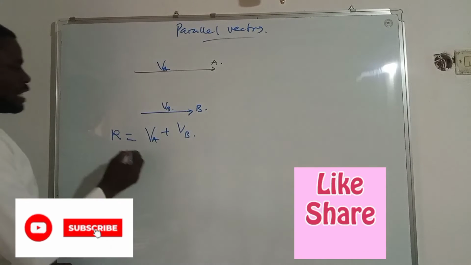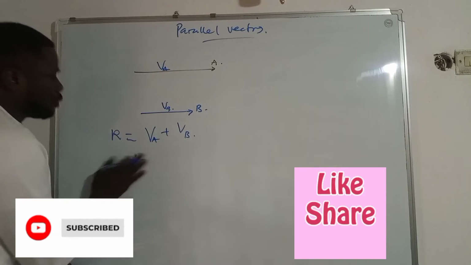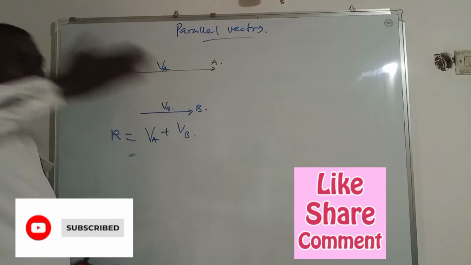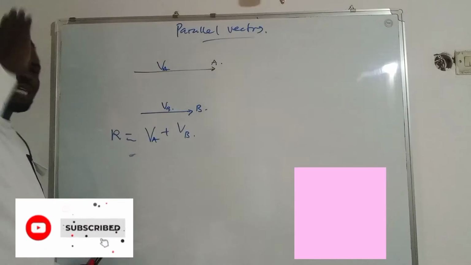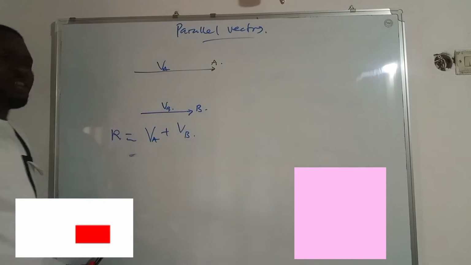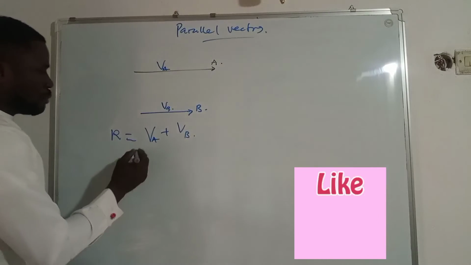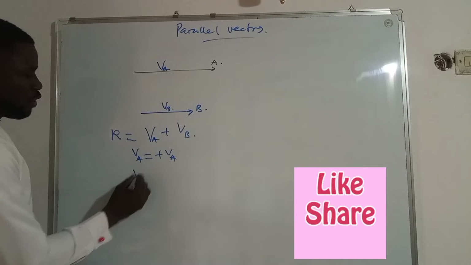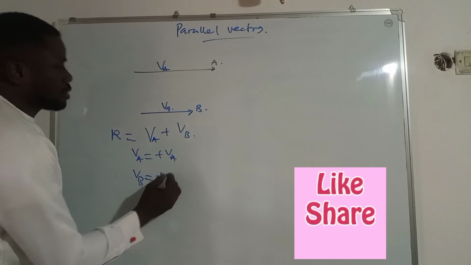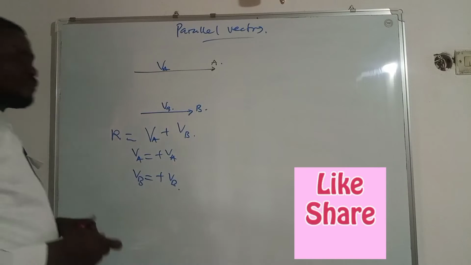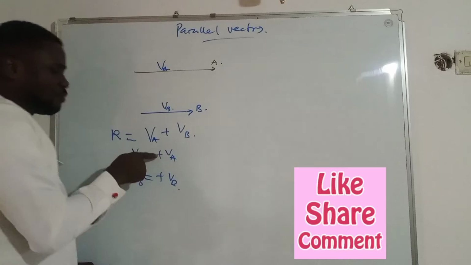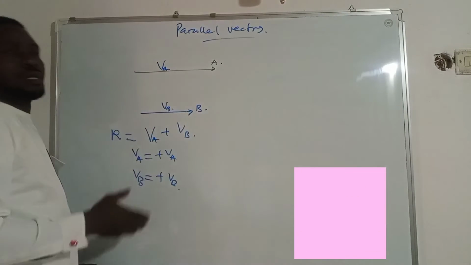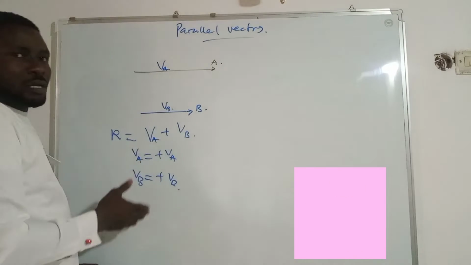Now, please, at this point, you ask yourself, what's the direction of these two vectors? You see that the two of them are moving in the same direction. Because they are moving in the same direction, you will give them the same sign. So I will simply say the magnitude of vector A will be positive VA, and the magnitude of B will equally be plus VB. I will not give plus and minus because they are not moving in different directions. I will give plus plus.